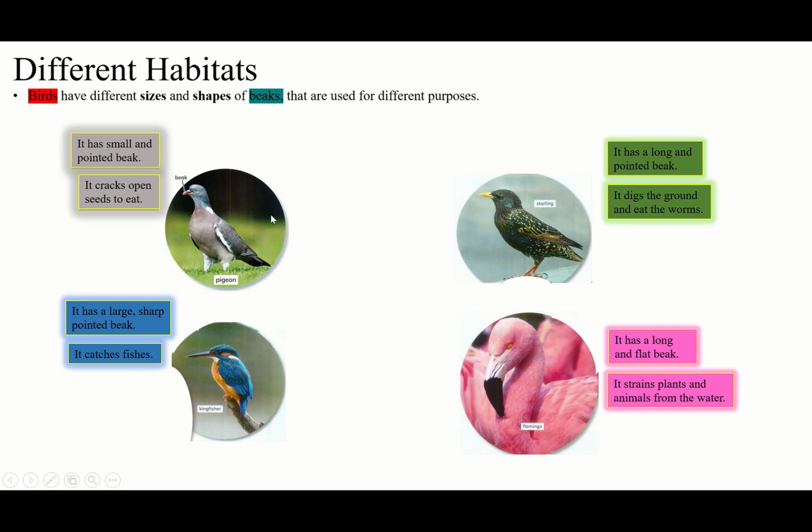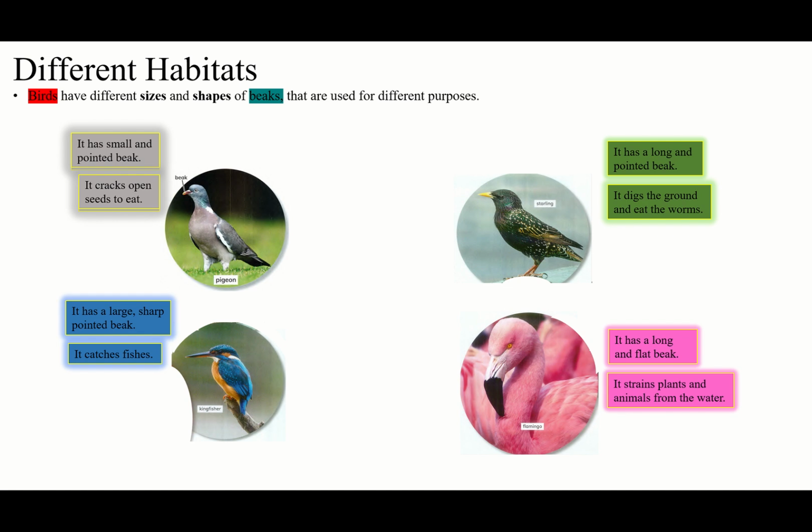Something else that you have to know about the birds. The birds have different size and shape of what? Of beaks that are used for different purposes. It means their beaks are different in size and also in shape. Why should their beaks be different? Because they are using them for different purposes, because they are eating different things. So for eating each thing, you have to have a specific kind of beak for this.